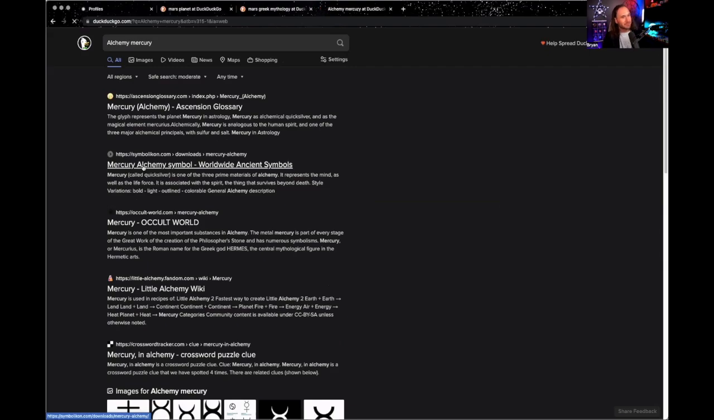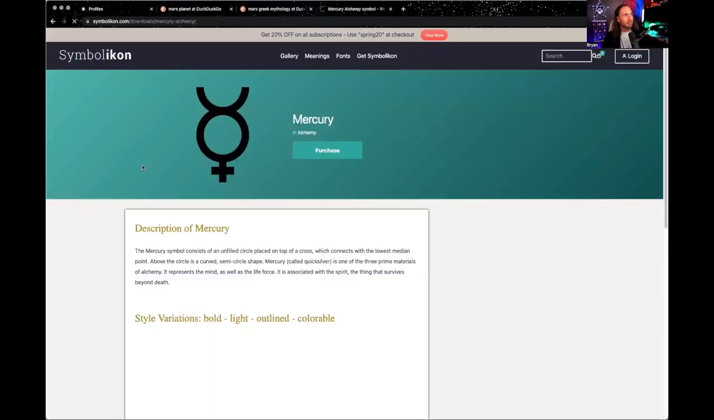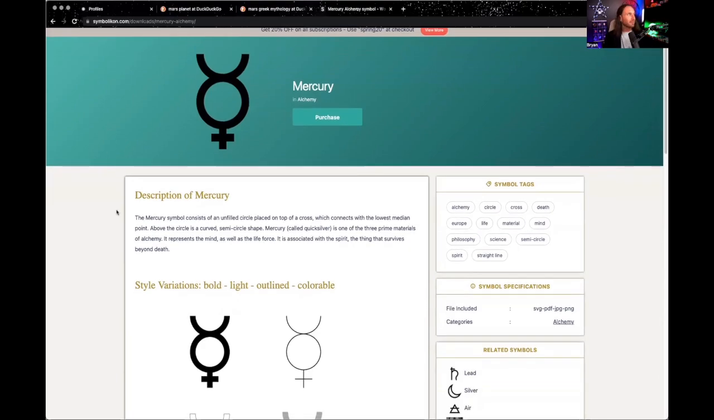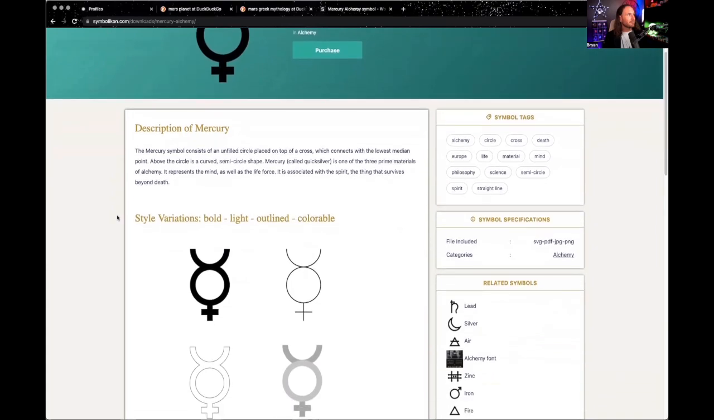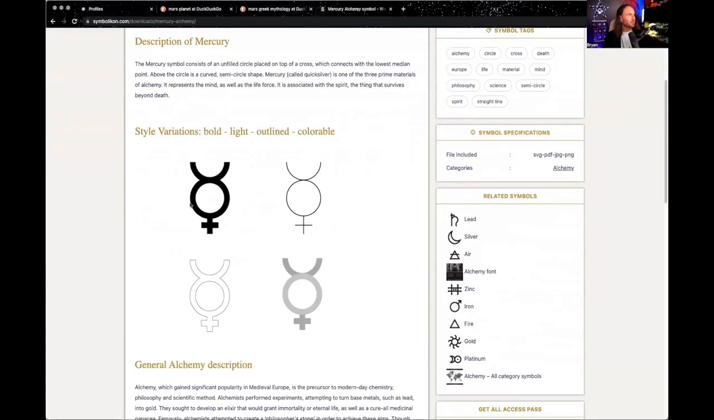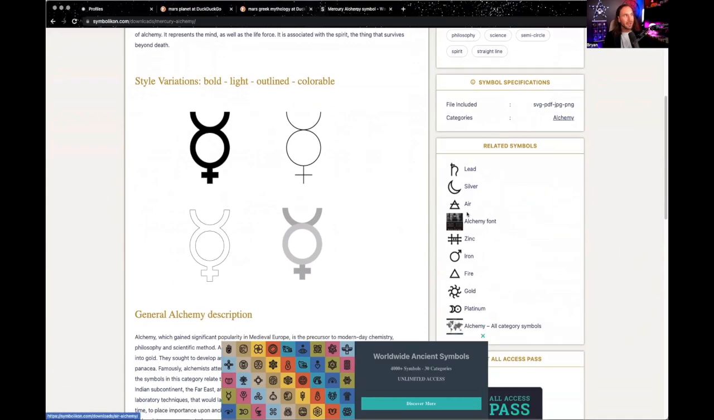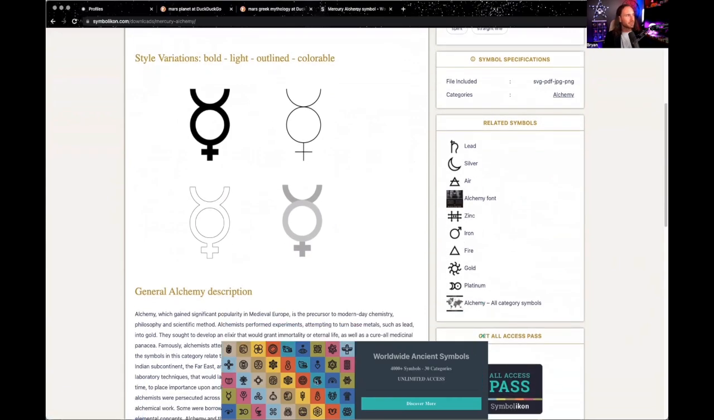They called it quicksilver too, which is very fitting in terms of Hermes and Mercury and alchemy and quicksilver. And of course, they use the glyphs. The planets' glyphs are very alchemical. Of course, lead is Saturn, silver is the moon. You're probably familiar with seeing some of these.